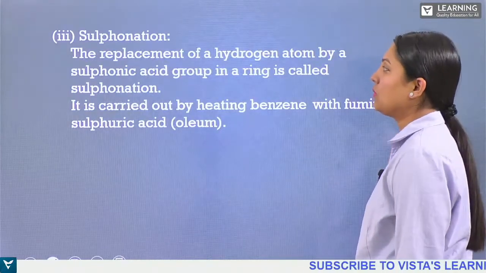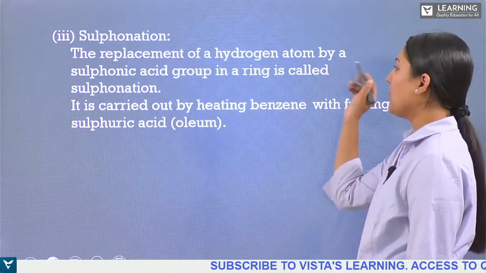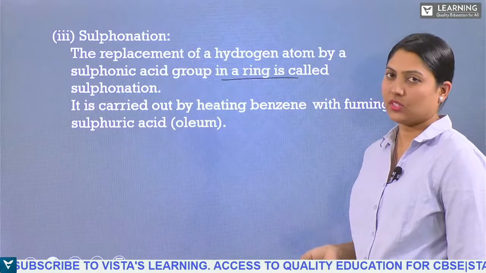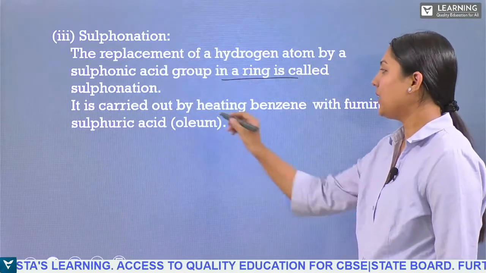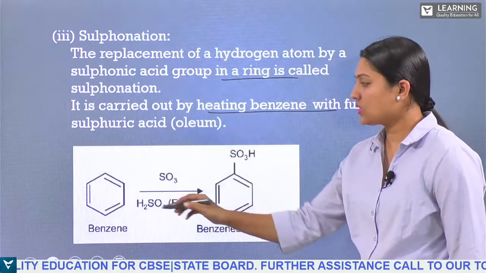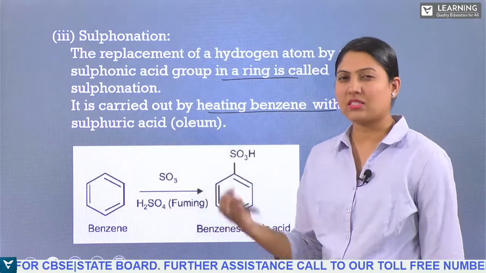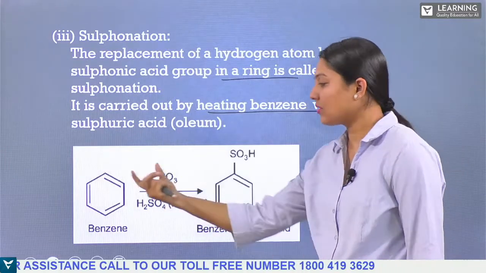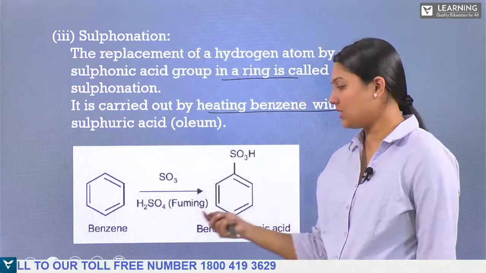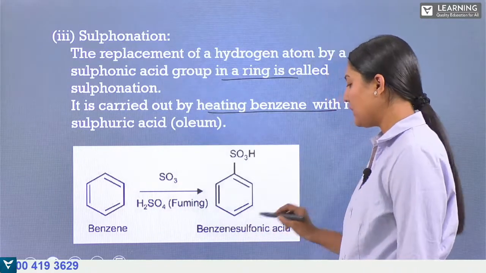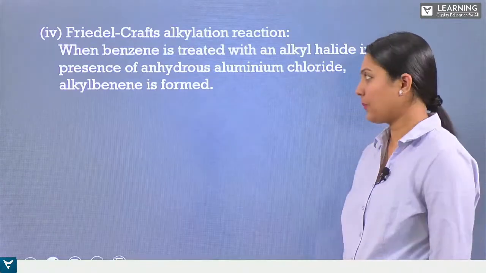Next, sulfonation. The replacement of one hydrogen atom by the sulfonic group in a ring is called sulfonation. It is carried out by heating benzene with fuming sulfuric acid. Fuming means it is very concentrated sulfuric acid. So when we are treating benzene with this sulfuric acid, HSO3 will be attacking here, forming benzene sulfonic acid.